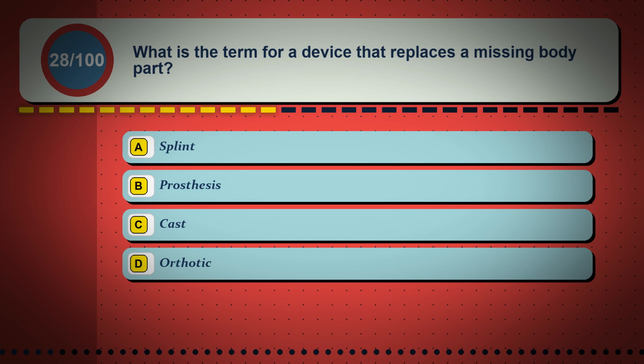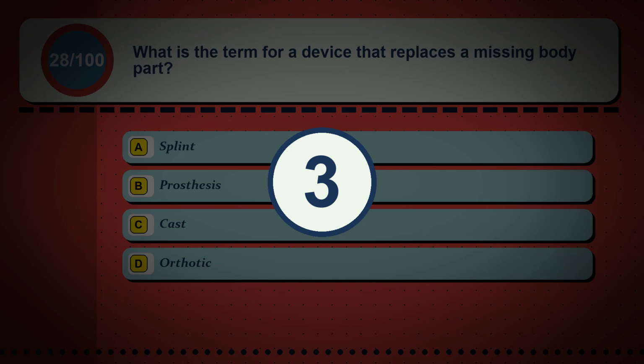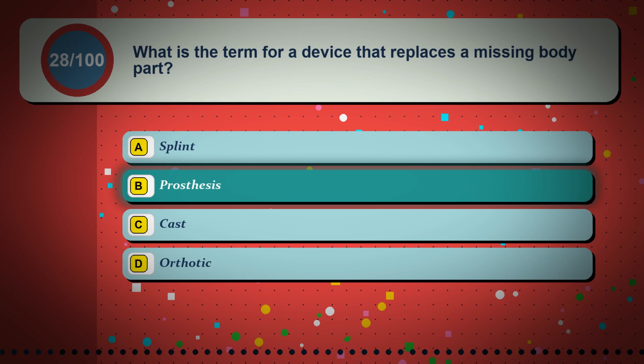Question 28. What is the term for a device that replaces a missing body part? Option A, a splint. Option B, prosthesis. Option C, cast. Option D, orthotic. The correct answer is option B, prosthesis.